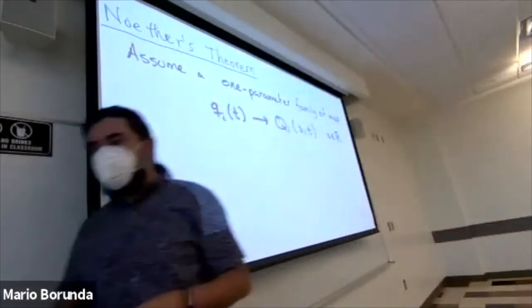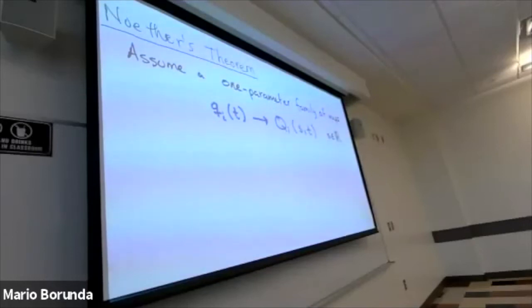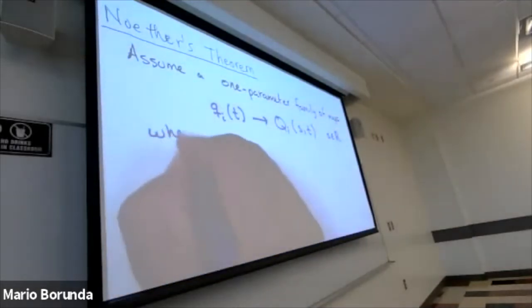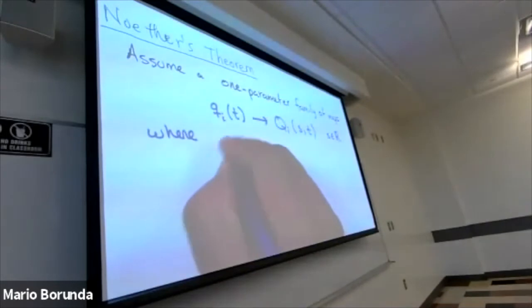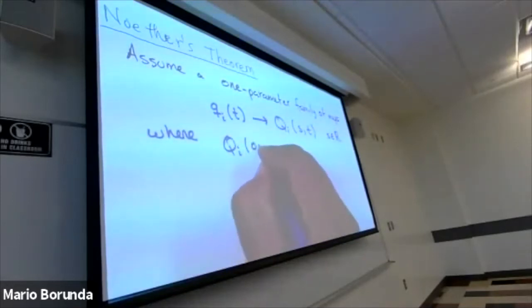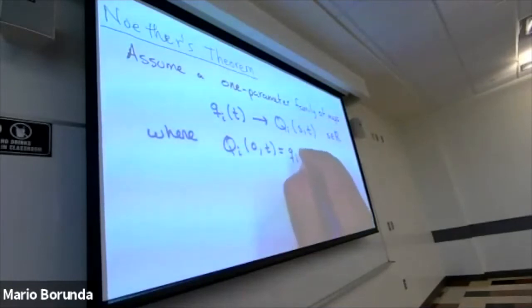So for our cases, this is going to be another kind of time coordinate. So for this map to work, we just need to have the capital Q at s equal to 0 be the same as lowercase q. So that's the map that we have in mind.